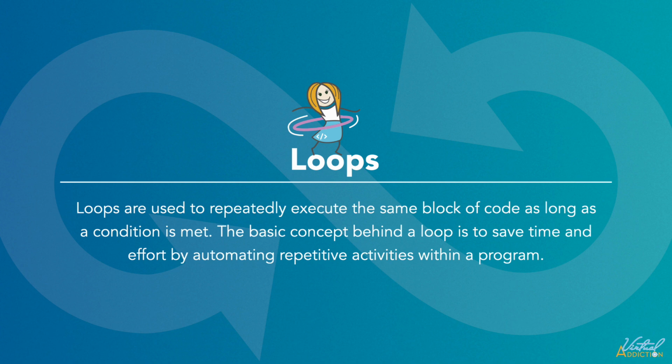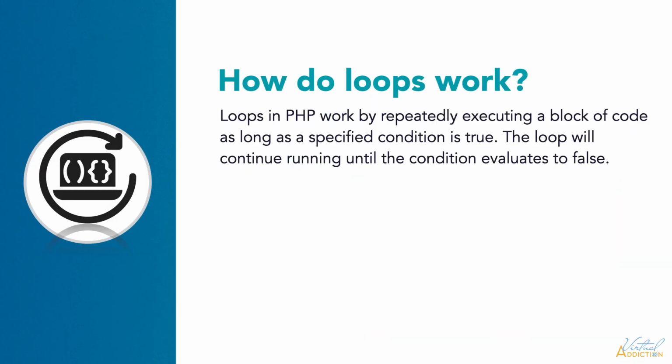There are 4 different types of loops supported by PHP. As I just said, loops will repeatedly execute a block of code as long as a condition is true. The loop will continue running until the condition evaluates to false. The basic premise of how loops work is as follows. When you're working with for loops, you'll run an initialization. This is where you set up a variable or a counter, and this is usually initialized before the loop starts.